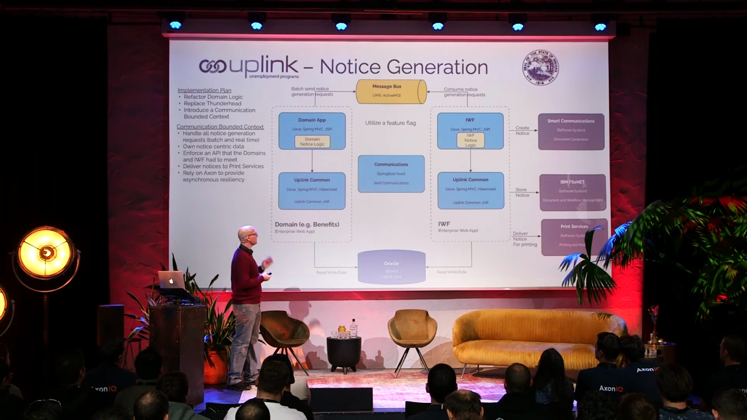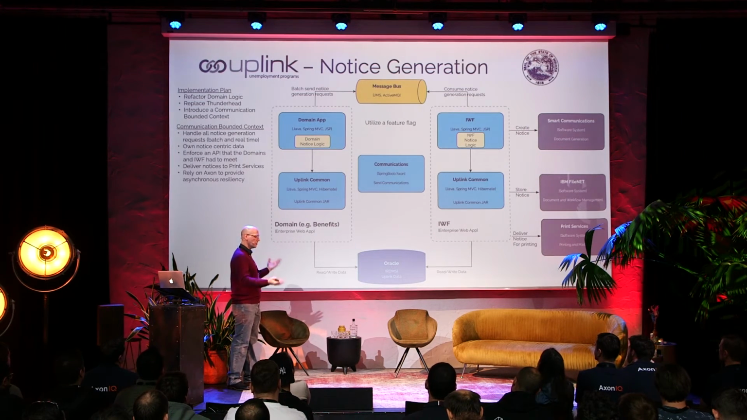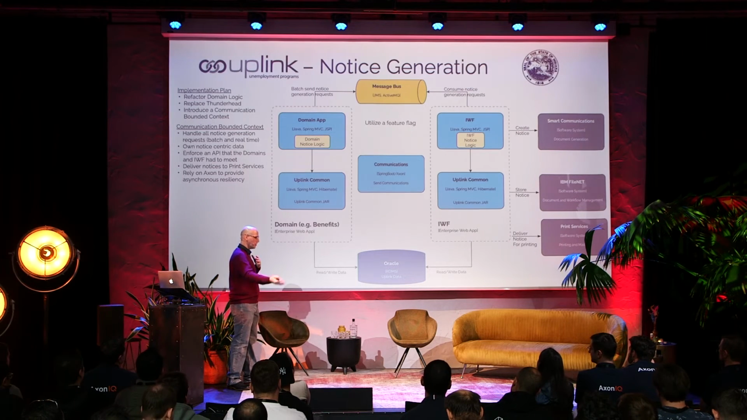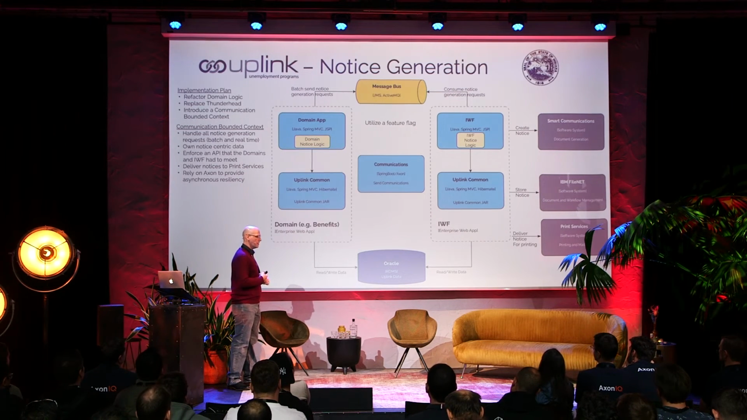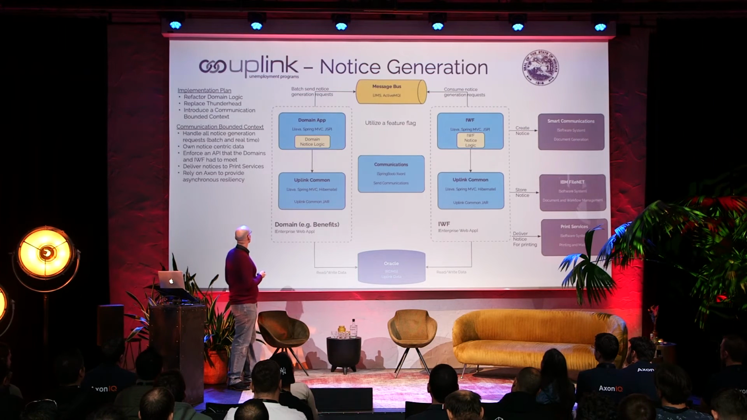But then we decided we were going to create a communications bounded context. And this thing, because notices are a form of communication, was our logic. We're communicating with the claimant, and so emails could go in here, text messages. This is the bounded context to communicate with the claimant. And we're going to use the Axon framework.